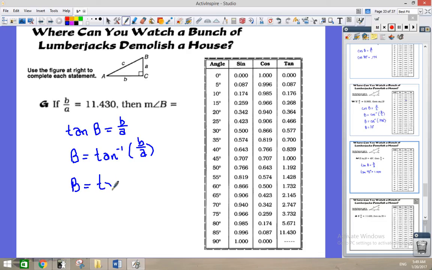And this ratio B over A is given to me as 11.43. So if I come to this right column here where it's tangent and find as close as I can to 11.43, I can read off the angle measure. 11.43 down here at the bottom is very close to 85 degrees.